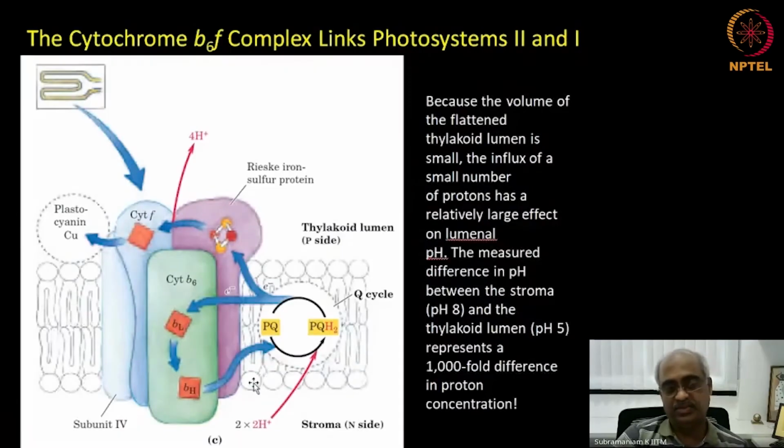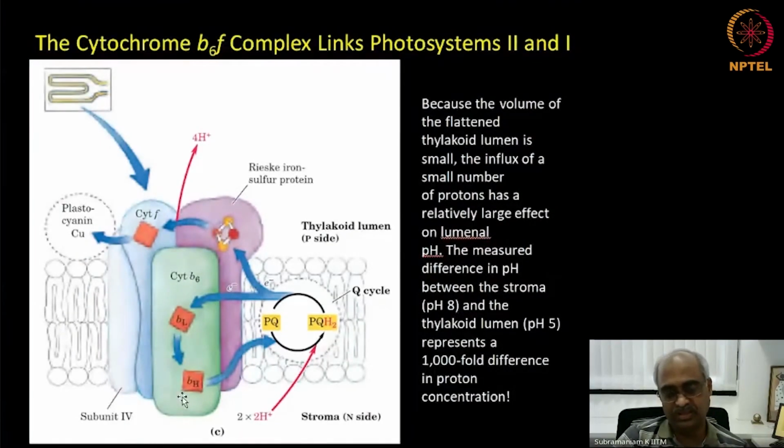So this is the Q cycle, the very same thing that we saw in a very abbreviated way. There we saw two separate UBH2, reduced QH2's binding, and how one electron goes to cytochrome C and the other one gets cycled back to reduce the semi-ubiquinone that was formed due to one electron transfer.